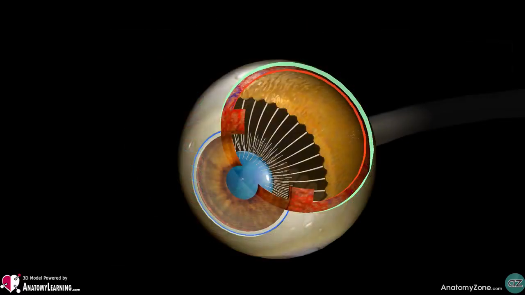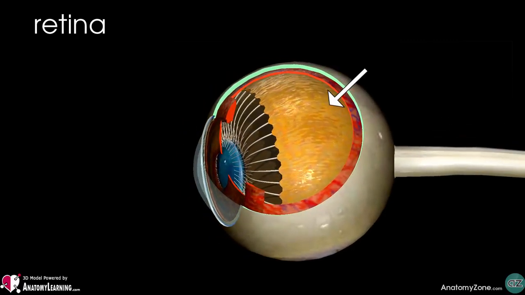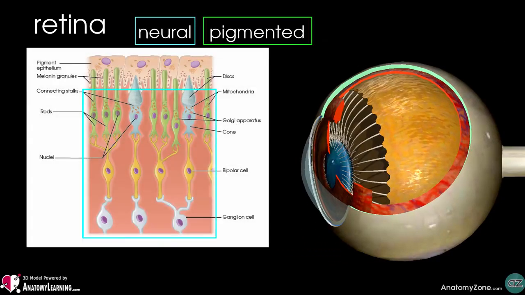The inner layer of the eye consists of the retina, the light detecting part of the eye. The retina itself is comprised of two cellular layers, the neural layer and the pigmented layer. The neural layer consists of photoreceptors, the light detecting cells of the retina. It is located posteriorly and laterally in the eye. The pigmented layer lies underneath the neural layer and is attached to the choroid layer. It acts to support the neural layer and continues around the whole inner surface of the eye.